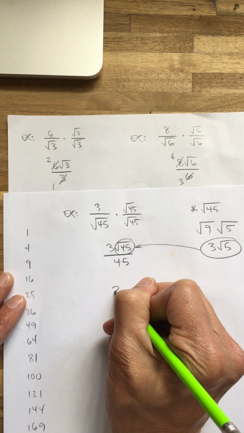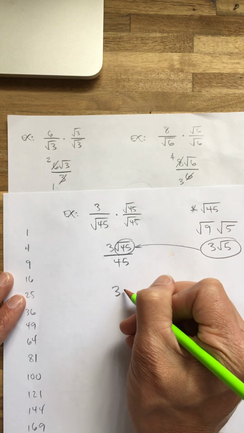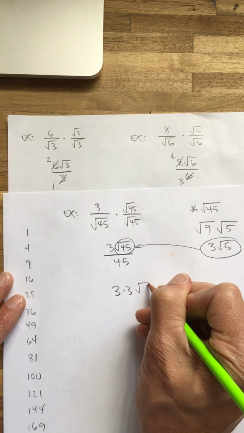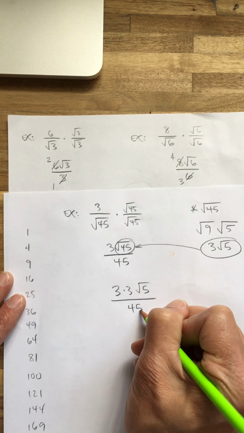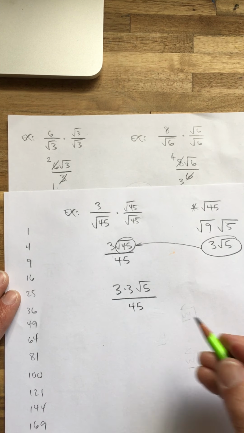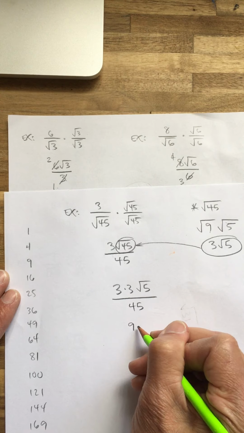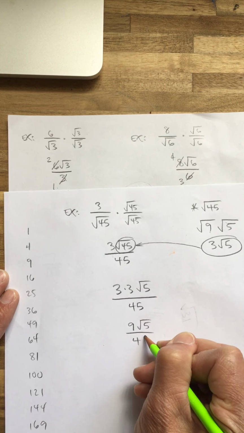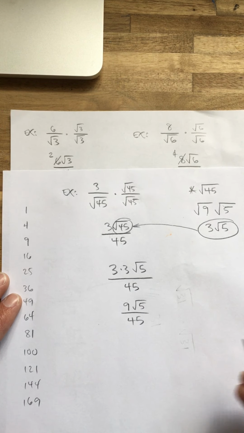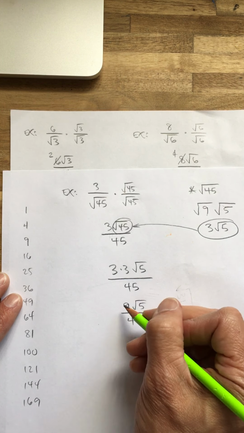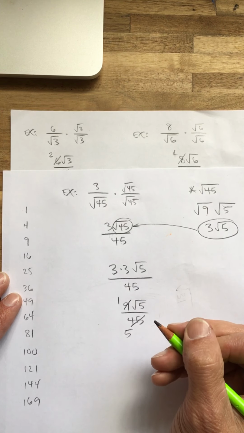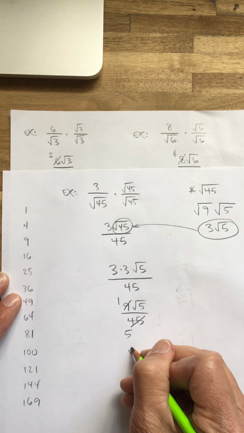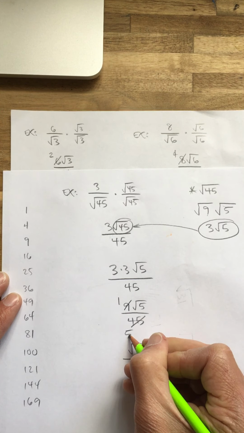Okay, so I get 3 times another 3 times the square root of 5 divided by 45. All right, now look, 3 times 3, that's 9. So I have 9 square root of 5 divided by 45. Do you notice what a 9 and a 45 have in common? Yeah, they are both divisible by 9. So 9 divided by 9 is 1. 45 divided by 9 is 5. And I get 1 times radical 5. That's radical 5 divided by 5.